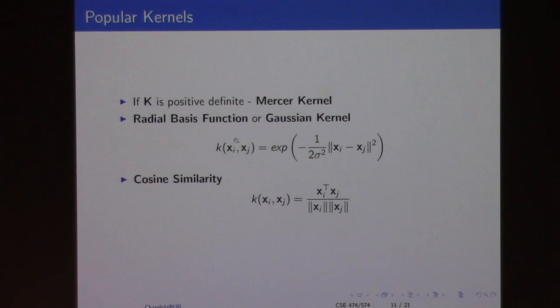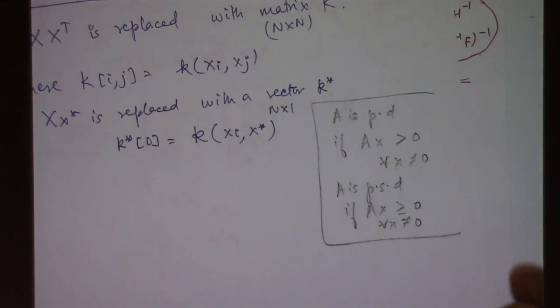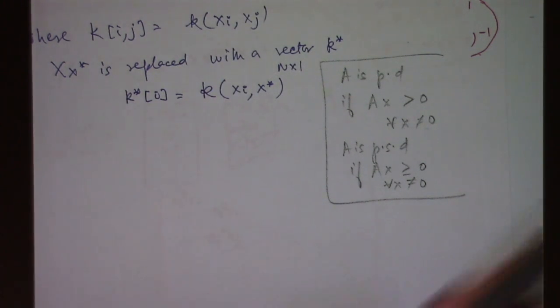What this function says is that, given two data points, here we are assuming there are two vectors, the kernel function says that the similarity between them is exp of this. If you think about this value, let's say your x is just one dimensional.